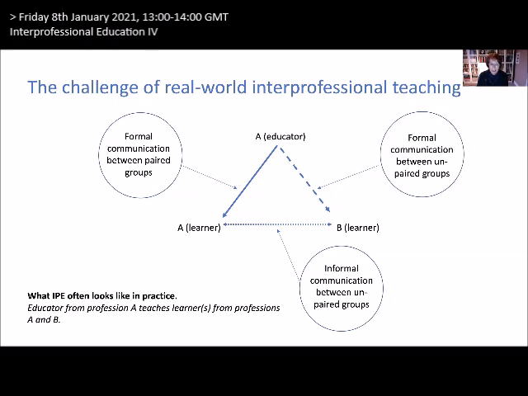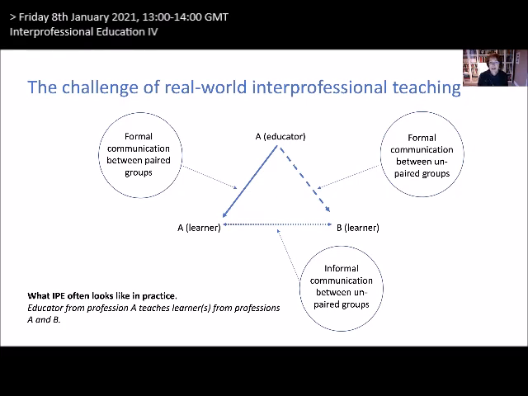The other challenge for an interprofessional educator here is that they've got to manage the communication between the learners in Group A and Group B. Many of us, I think, will have taught in interprofessional groups where you have a bit of a challenge, because the individual professional groups tend to clump together in a classroom, and trying to get them to interact normally and respectfully can be a challenge for an educator. So this is often what interprofessional education looks like in practice.